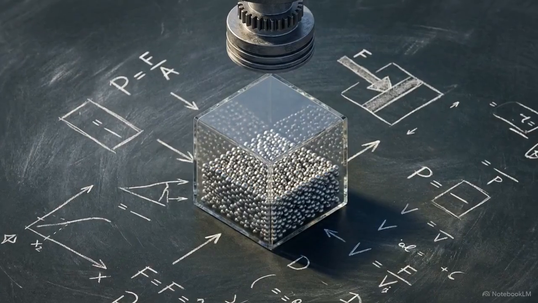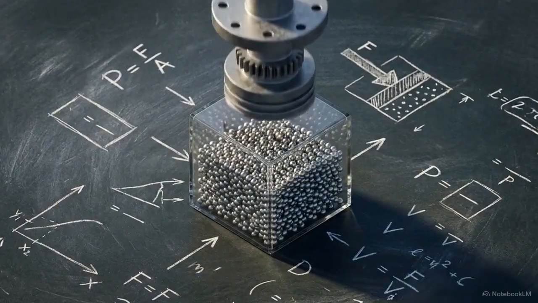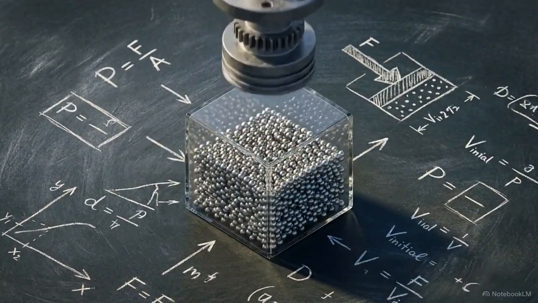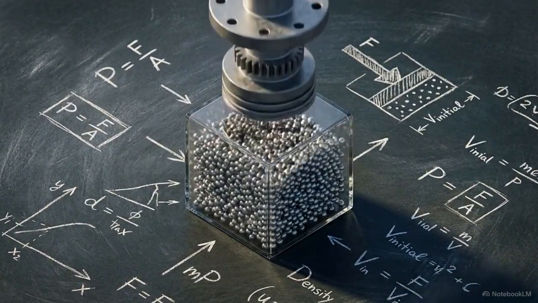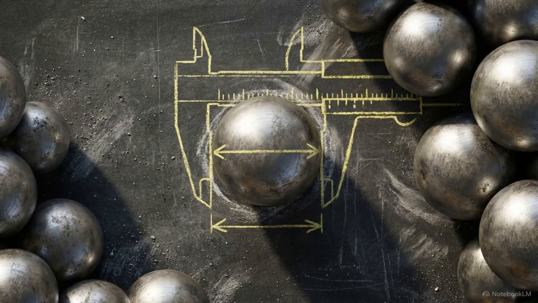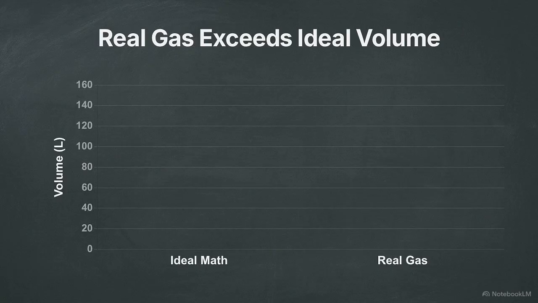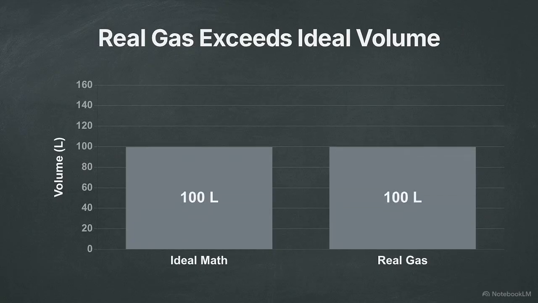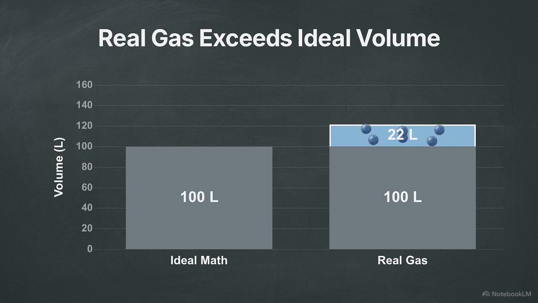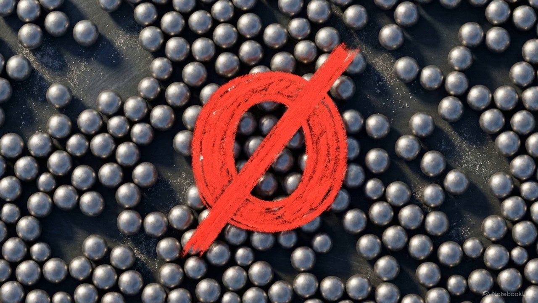The first failure point happens at high pressure. When thousands of particles are compressed into a microscopic box, they are packed tightly against one another. At this level of extreme compression, the physical size of the molecules themselves is no longer negligible. The gas particles take up absolute space, forcing the real gas to occupy slightly more volume than the ideal math predicts. It cannot be compressed to zero volume.